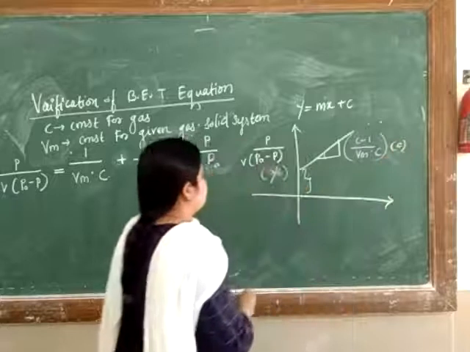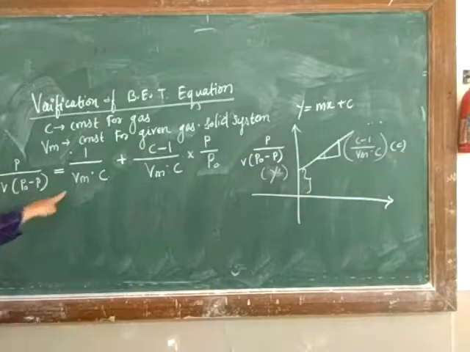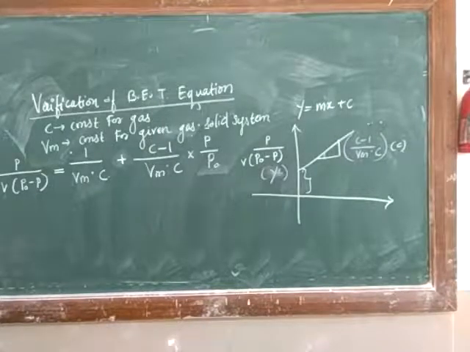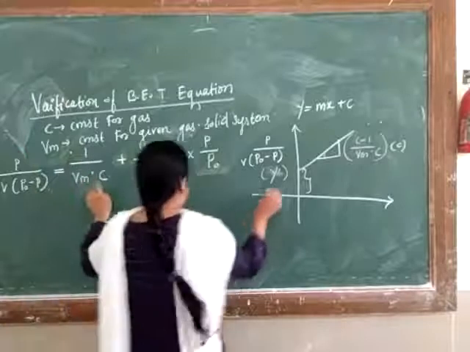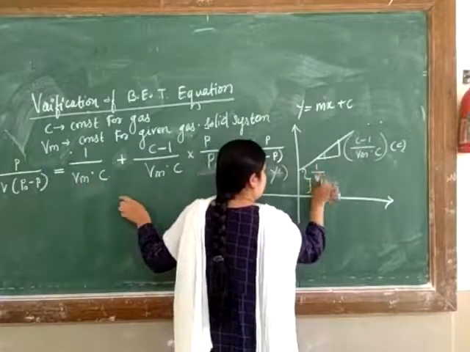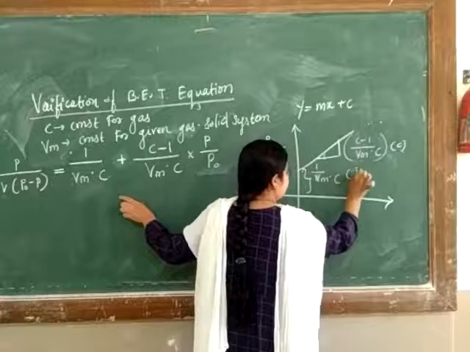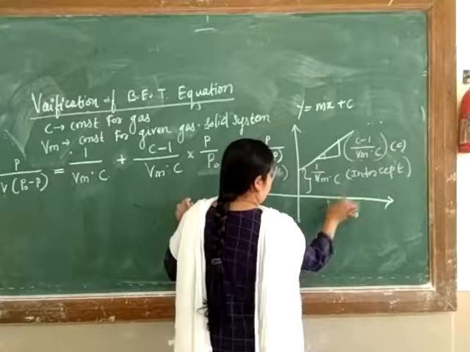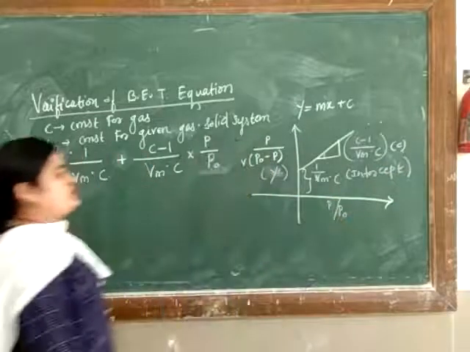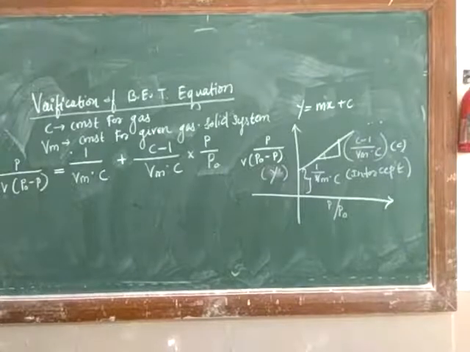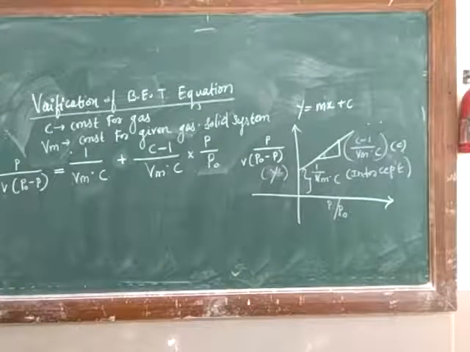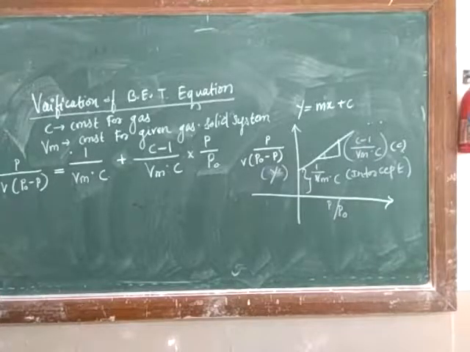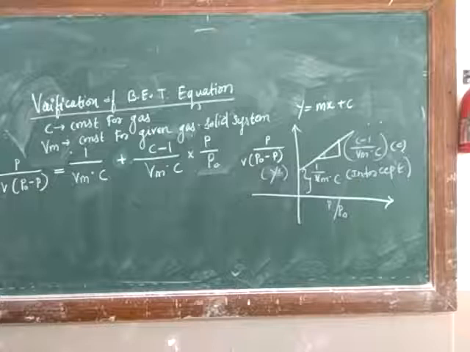So this is our mx. Next, 1 upon Vm into C is the intercept, and the remaining axis is P upon P naught. Okay, this is about the plot. From the slope and the intercept, the values of Vm and C can be calculated.